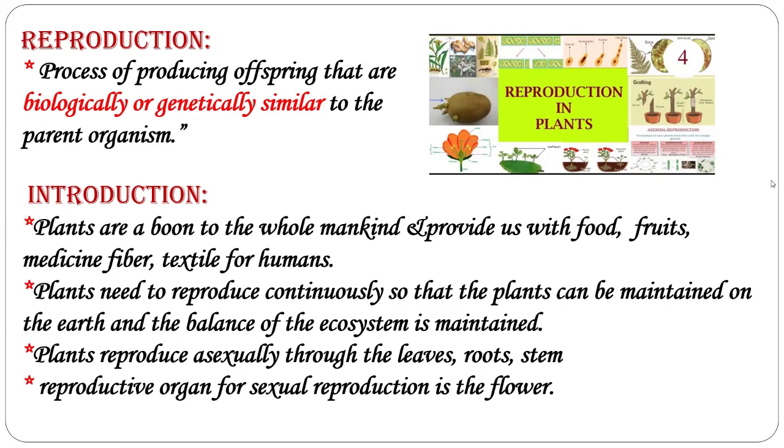Now, talking about reproduction, plants can reproduce asexually as well as sexually. When we talk about asexual methods, they can involve leaves, roots, or stems. So plants need to reproduce continuously to maintain the species, and for sexual reproduction, the reproductive organ in plants is the flower.